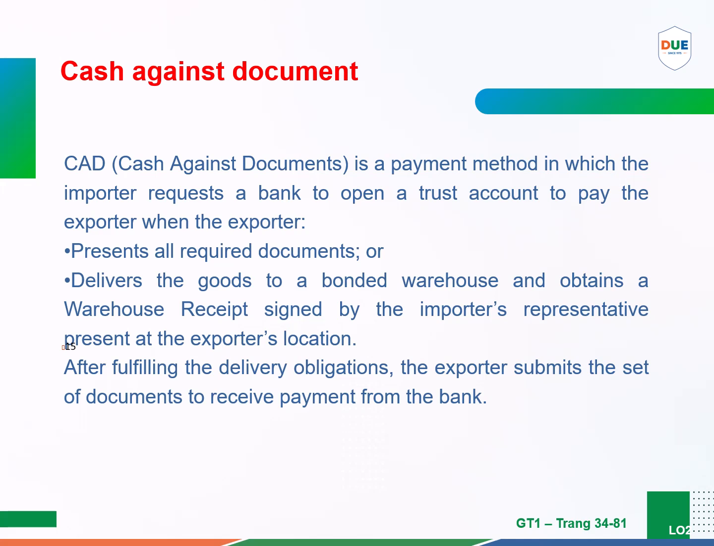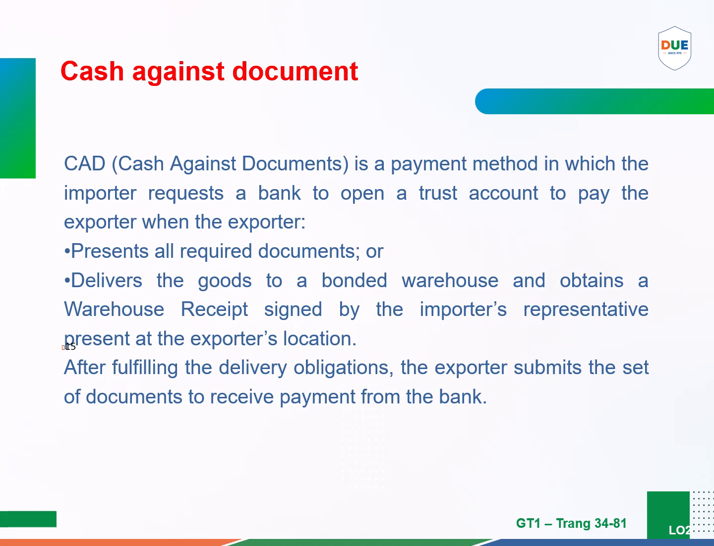Next, let us look at the payment method called cash against documents, or CAD. This is a payment method in which the bank acts only as an intermediary for collecting money and does not guarantee payment as in the letter of credit method. In CAD, the importer requests the bank to open a trust account. This account is used to pay the exporter when the exporter fulfills the delivery obligations or presents the required documents as agreed. Simply put, the importer deposits the money in advance with the bank, which only releases it to the exporter when the conditions are met. After agreeing on CAD, the exporter proceeds to deliver the goods.